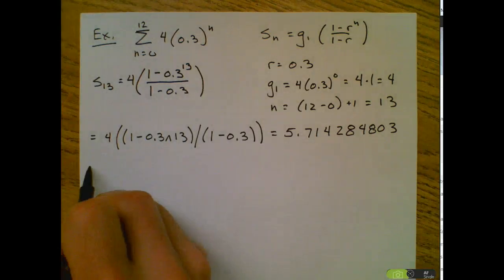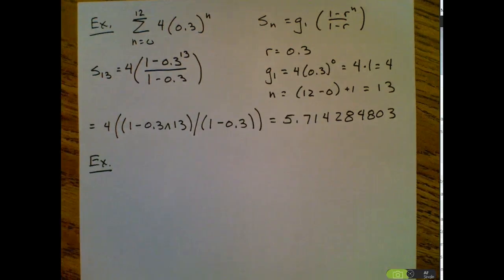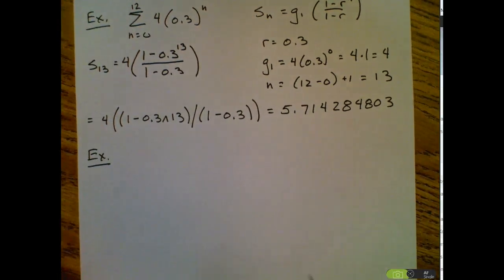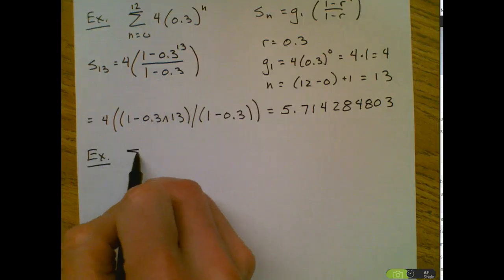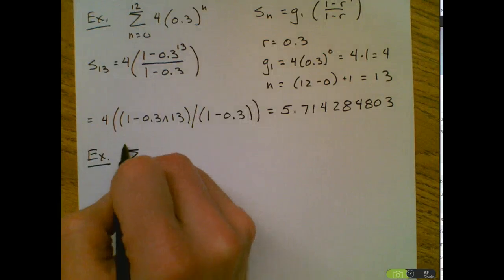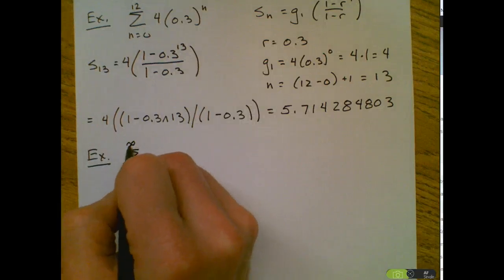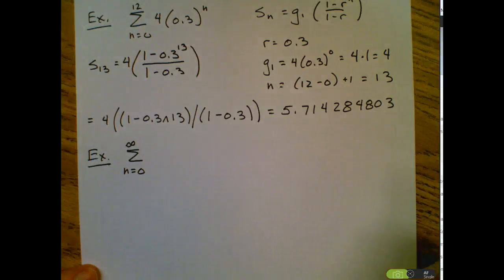Okay, example number 2 here. Again, write down any questions that you have in your notes and make sure you ask in class. So let's look at a very similar problem. Let's look at the sum as n goes from 0 to infinity. So now we're going to add up every single number in the sequence.